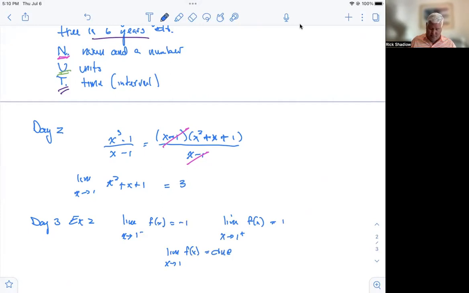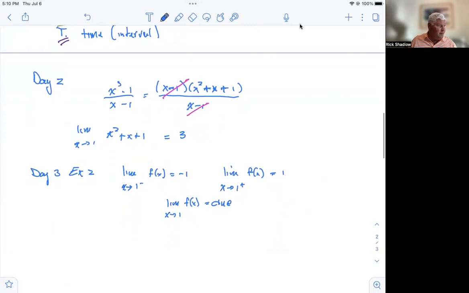Now, if you look at example 4, the left-hand limit's 1, the right-hand limit's 1. The function's not 1, however, but that's a different story for down the road when we start talking about continuity. But the limit still exists at 1, even though the function's not 1 there, and that limit would then be 1.